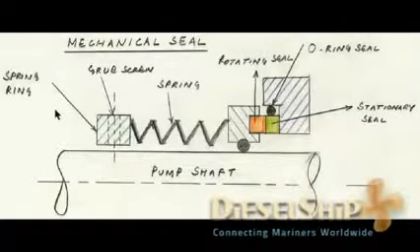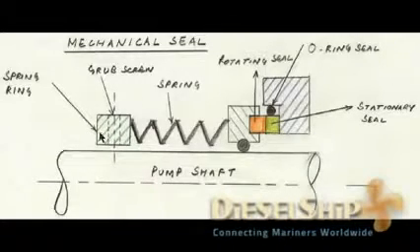So here is the typical diagram of a mechanical seal. You can use this diagram for examination purposes as well. So here's the pump shaft, and you usually have a collar over here, upon which this rotating part, this section, is the rotating part of the seal.